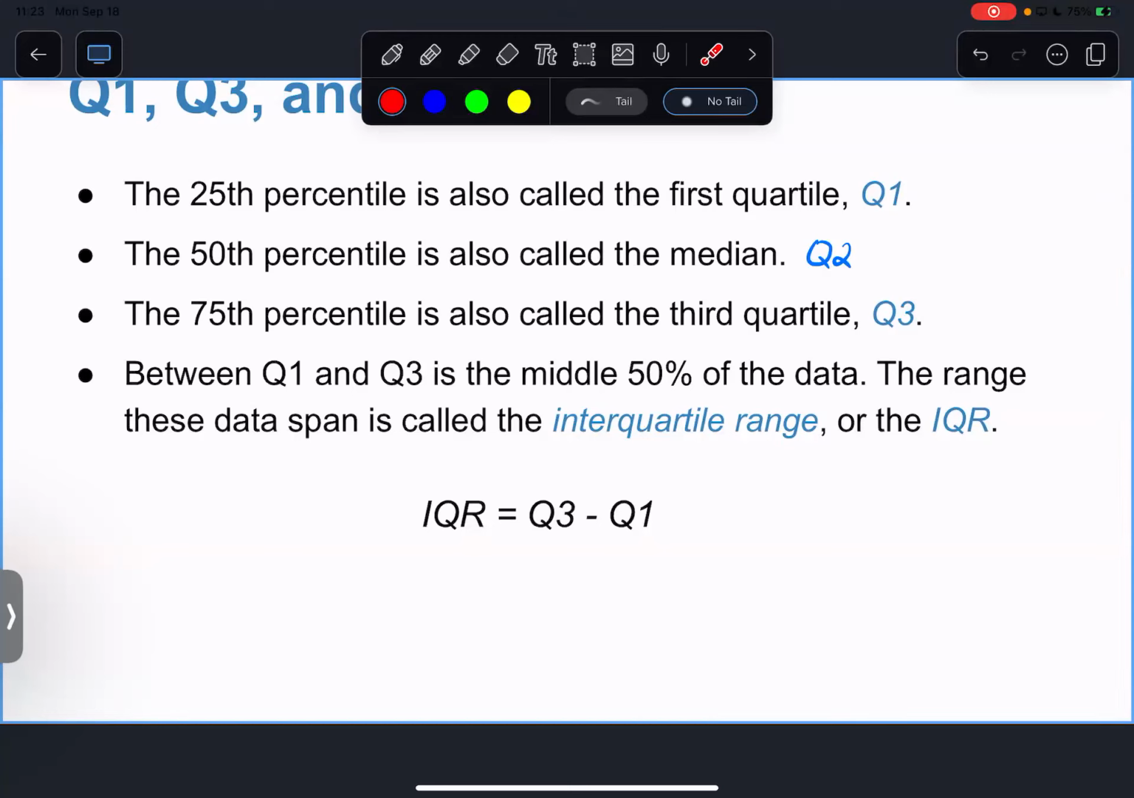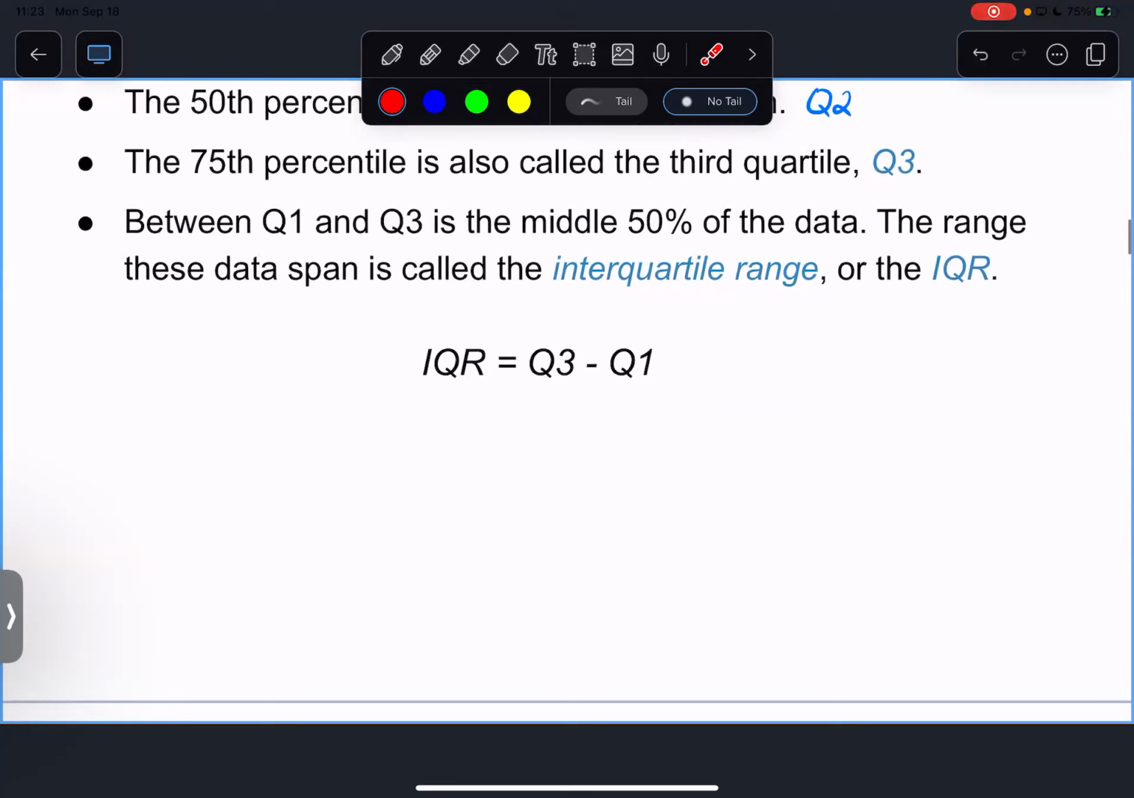But it's really just the distance between Q1 and Q3. Q3 is always bigger, right? So distances have to be positive, so you take Q3 minus Q1. Otherwise, you have to deal with a negative. Okay. So the interquartile range is the distance between Q1 and Q3.